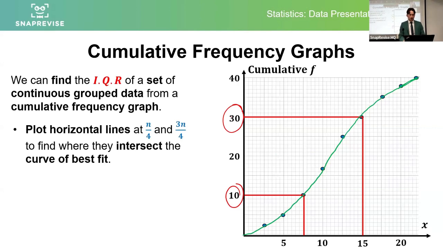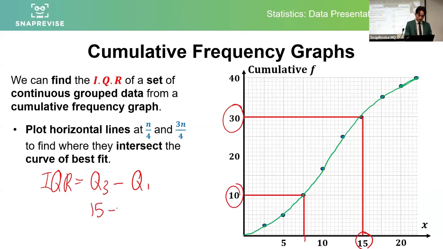And then we're going to plot horizontal lines and read them off. So if I want the IQR, that would be Q3 minus Q1, which would be 15 minus 7.5, which would be 7.5. Okay, so let's have a little look.